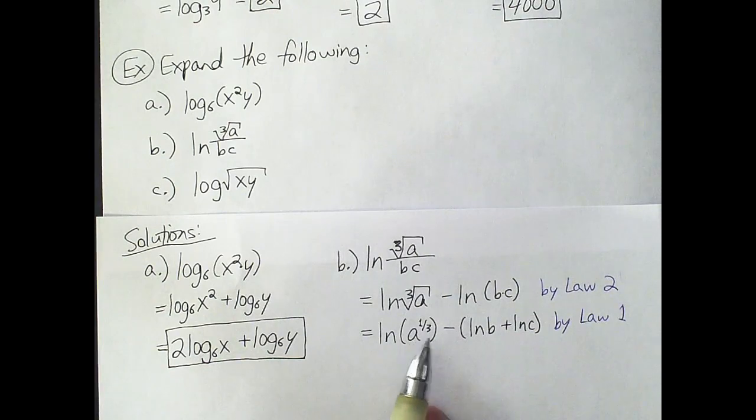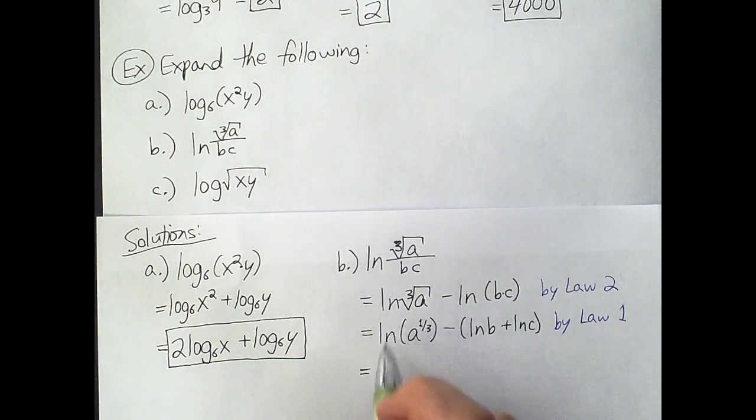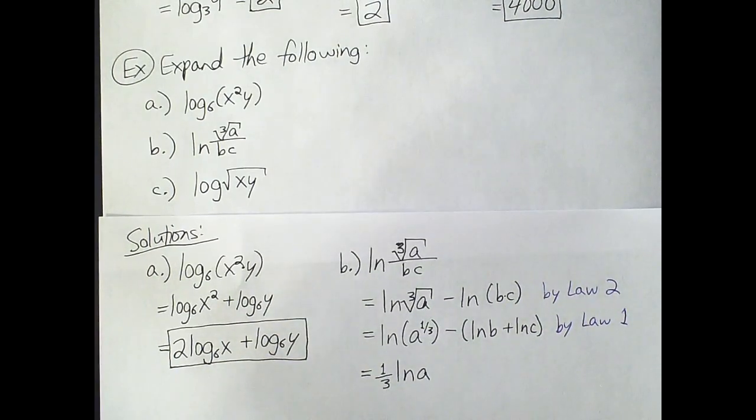Next, a to the 1/3. This looks like a candidate for law 3. Law 3 says that when you have a power inside a logarithm, you can pull it out front. Look at that. 1/3 ln A. And now I'm going to distribute that minus sign. So minus ln B minus ln C.